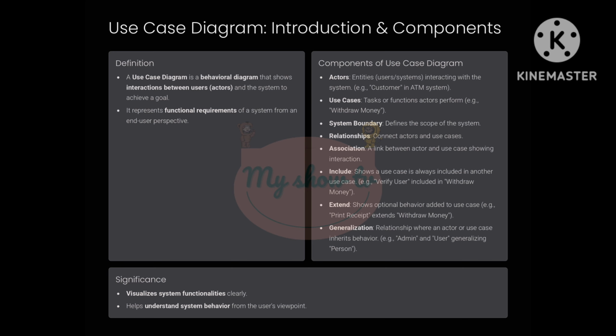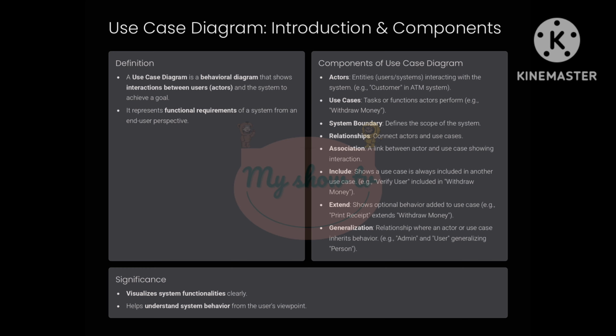Let's begin with use case diagrams, a fundamental part of UML used for representing the functional requirements of a system. A use case diagram gives a visual representation of how users, called actors, interact with the system to achieve specific goals. First, actors are entities that interact with the system. They can be human users like customer, or other systems interacting with ours. For example, in an ATM system, customer is an actor.